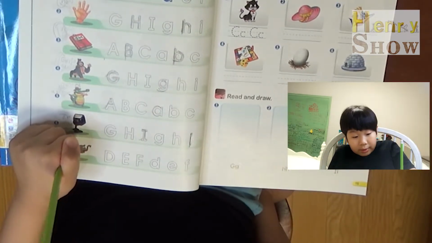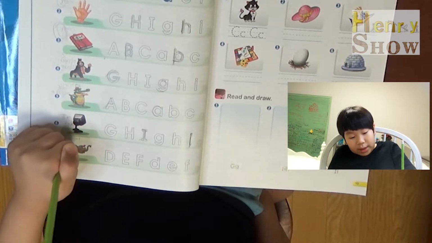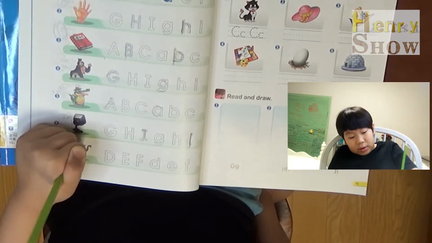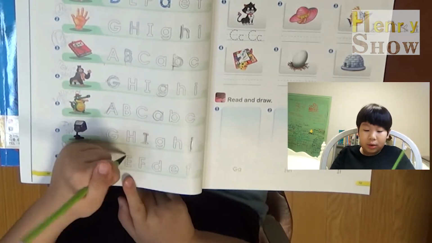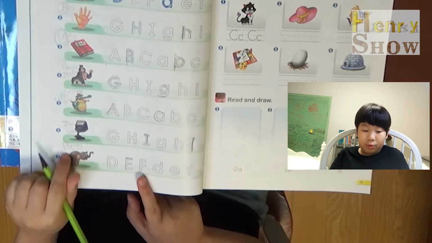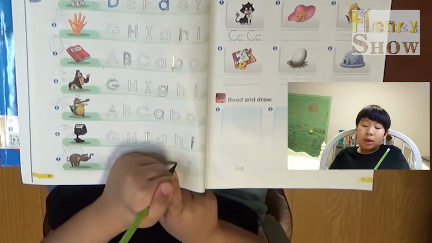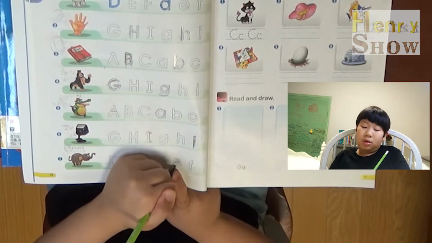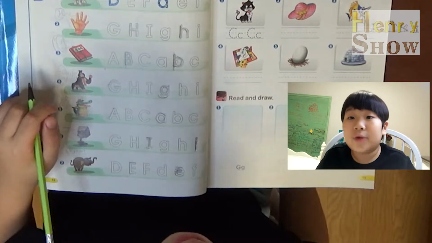Elephant. Is this correct? No. Is this correct? Yes. Is this correct? No. Is this correct? Yes. Is this correct? No. Let's move on to the next page.